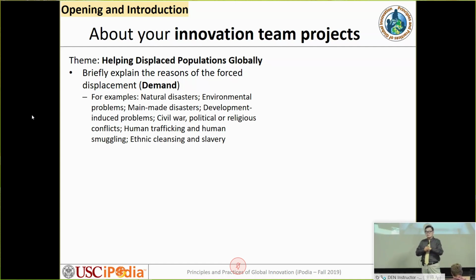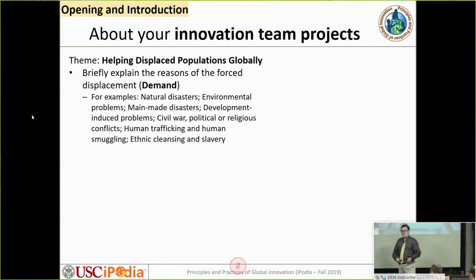Environmental problem. Now, if you follow the global news, you can tell there are several small island countries in the South Pacific, and their land is actually sinking, or the seawater is rising. As a result, they are losing their land very quickly, and then they are forced to migrate to other places in the world. So this is another reason.